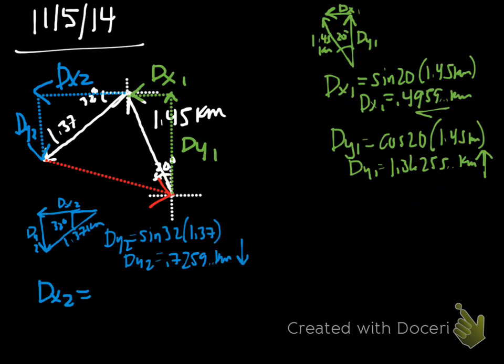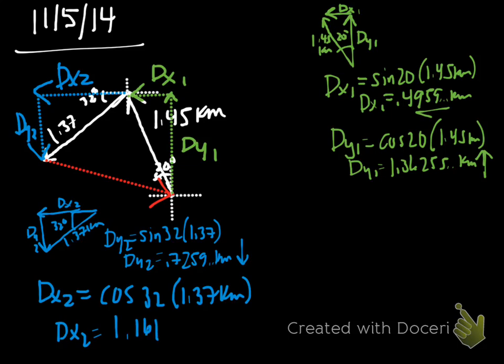Okay, and because dx2 is adjacent to that angle, dx2 is going to be equal to the cosine of 32 times 1.37 km. dx2 is 1.1618, etc. km, and it's heading the same direction as dx1 is.